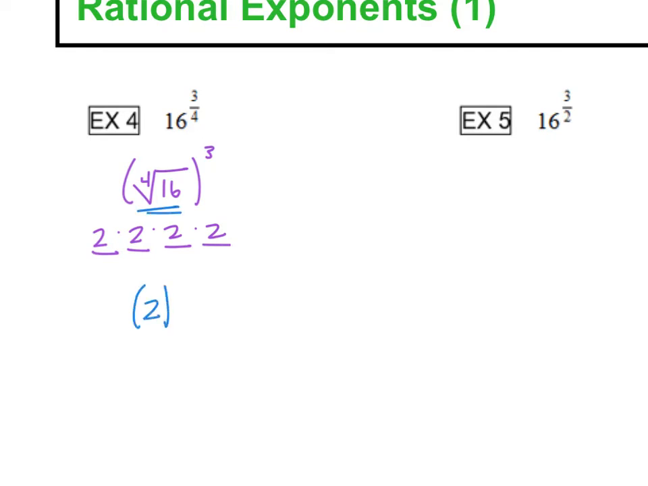And then we're going to go ahead and do the power. 2 to the 3rd power is 2 times 2 times 2, which is equal to 8. So what we do is we end up breaking this rational exponent into 2 problems. We're going to focus on the root first and then the power.